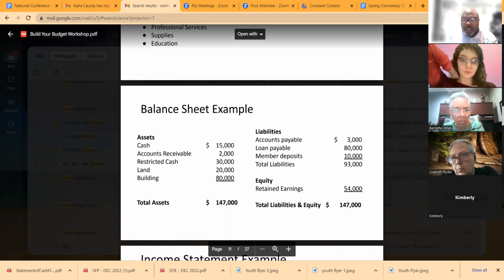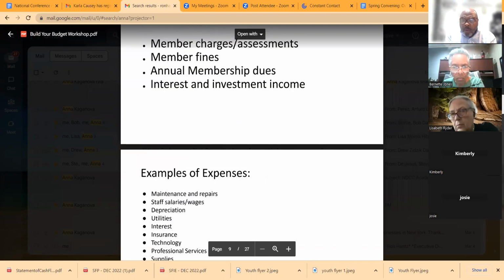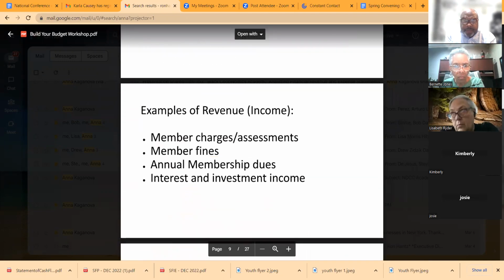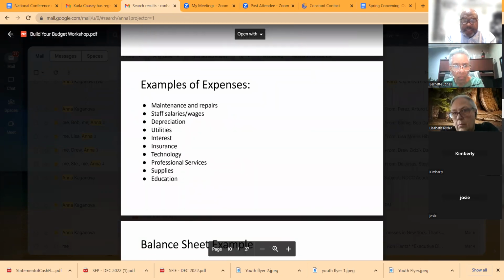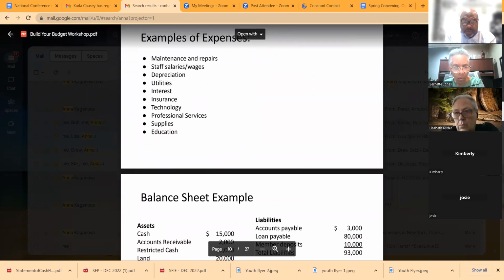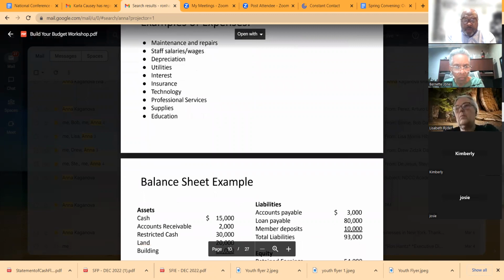Yes. Restricted. Can you please explain that a little bit more? Well, restricted cash is just cash that you have that's designated for a specific use, a specified use. Okay. So an example could be a grant that you have, and you can only use it for a certain purpose.